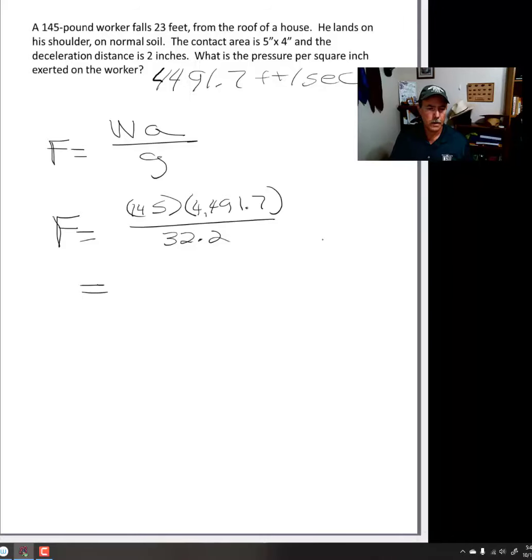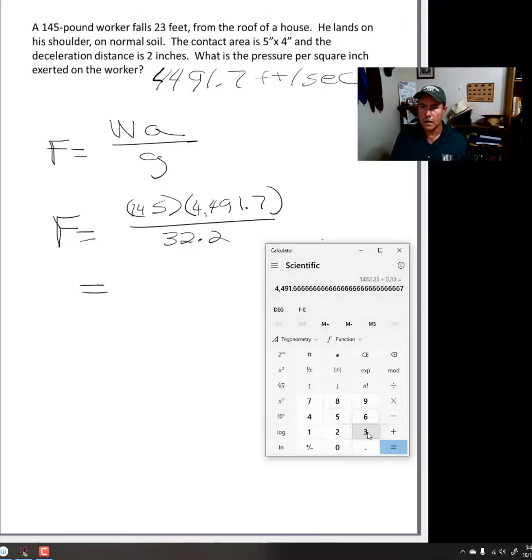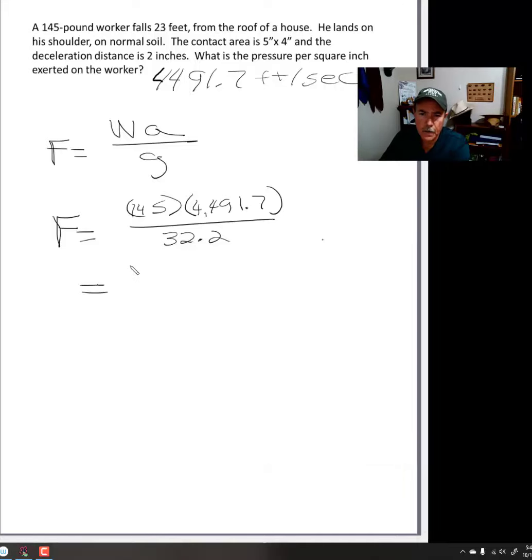Go ahead and do our intermediate calculations. Whoops, sorry about that. We've got 145, the weight of the worker, multiplied by 4,491.7 for the rate of deceleration. We end up with 651,296.5. Let's go ahead and record that.